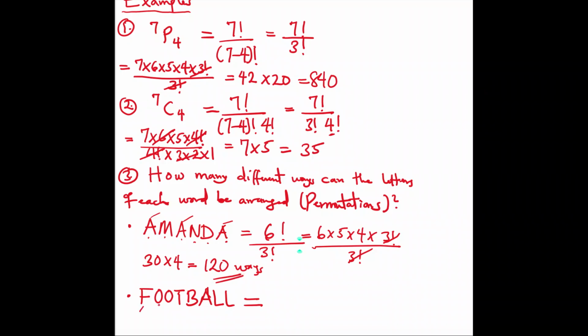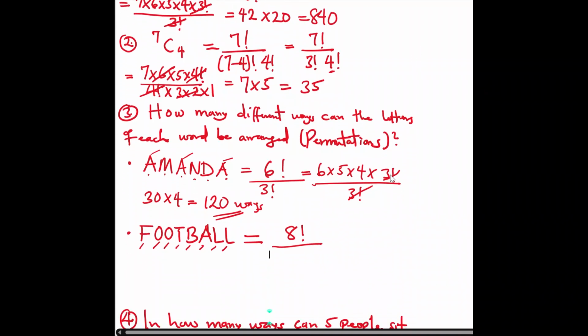Now we have football. How many letters is football? 1, 2, 3, 4, 5, 6, 7, 8. Football is an 8-letter word. Now we're going to count the letters that were repeated. O was repeated twice, so that will be 2 factorial. And then F and T were once, B once, A once, L is twice, divided by another 2 factorial. So we can write it as 8 times 7 times 6 times 5 times 4 times 3. Sorry, let me write it underneath.